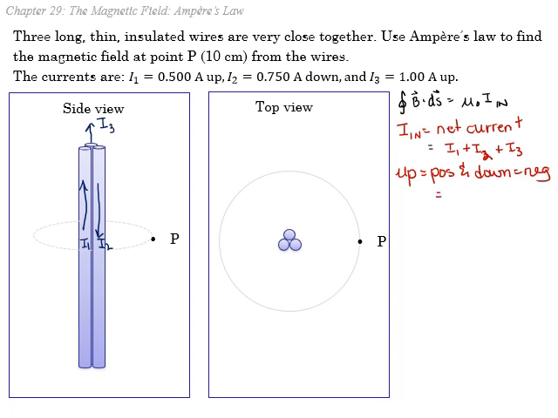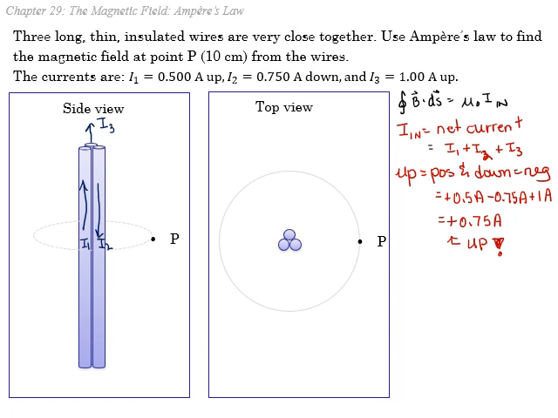So my net current then is going to be plus 0.5 minus 0.75 plus 1. I'm sacrificing significant digits for space on my page there. That gives me a net current of plus 0.75 amps. Because it's positive, it means that the net current overall flows upwards. All right, so now I have a net current flowing up.